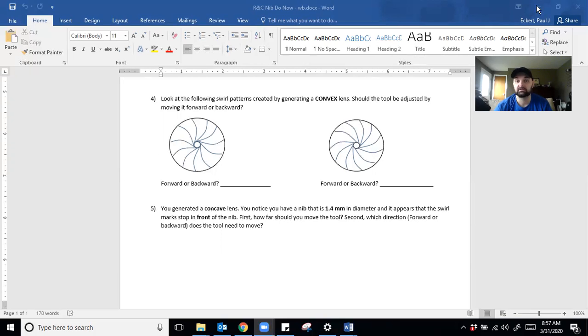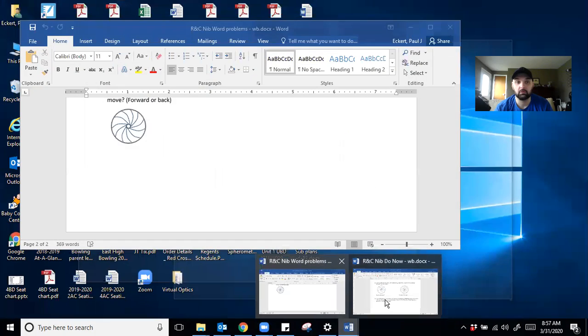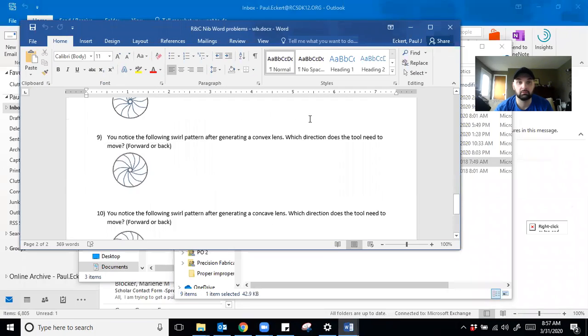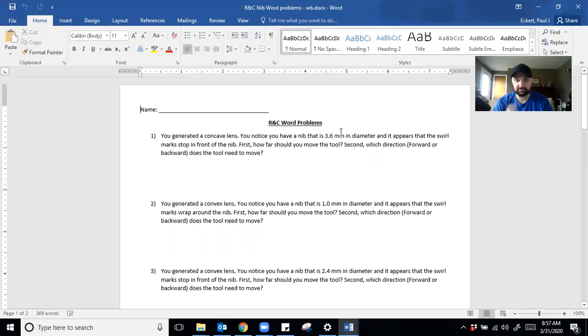I'm gonna minimize this screen and pull up the second part. This one, when you get into a groove, it'll be much easier. These are word problems. Every word problem is going to tell you it's got a nib. What do you do with it, right? So number 1, you have a concave lens. You notice your nib is 3.6 millimeters in diameter. It appears the swirl marks stop in front of the nib.